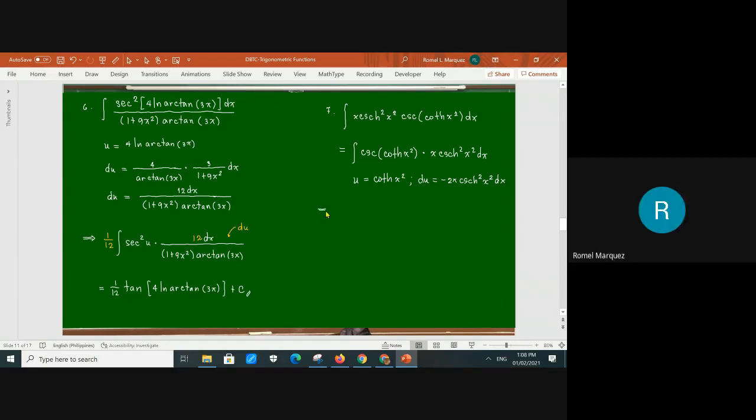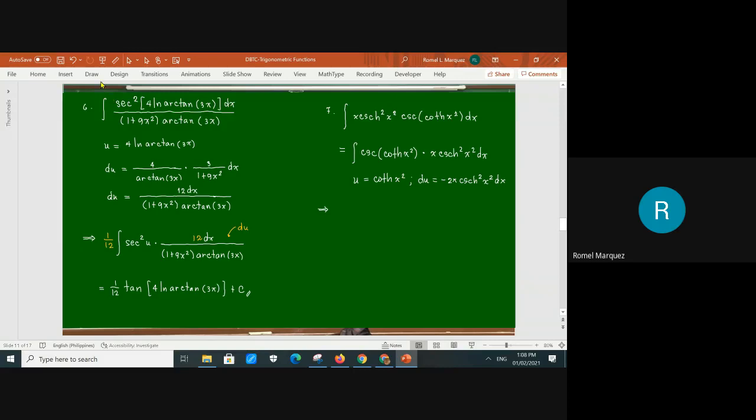Do you still remember the derivative of hyperbolic tangent? What's the derivative of hyperbolic tangent, guys? Remember, it's related to the trigonometric one.